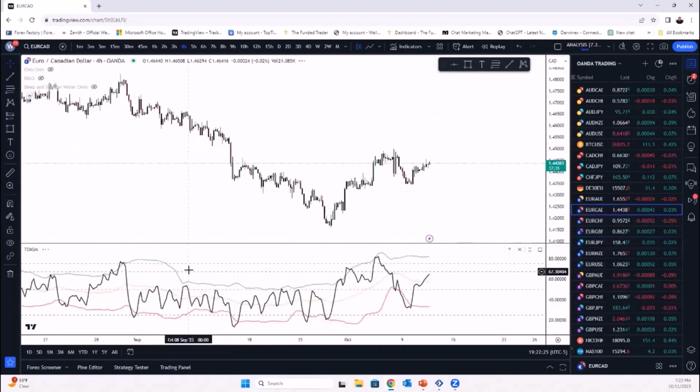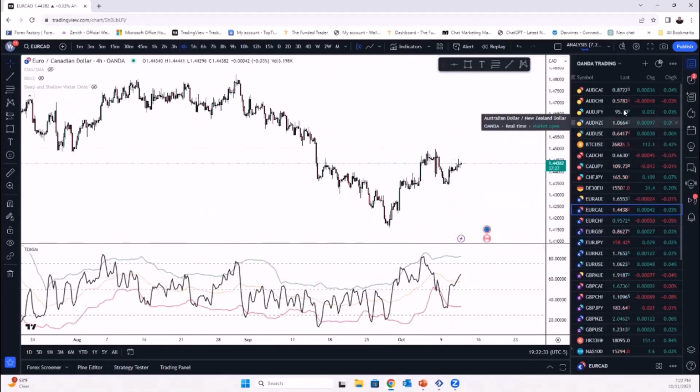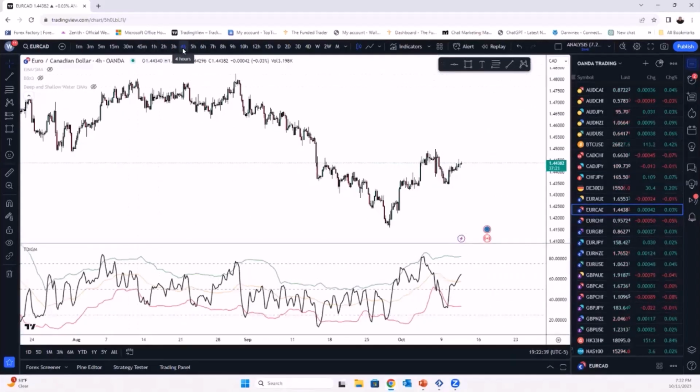Let's see, EuroCAD. All right, we're on the 4 hour, and that's usually on Forex. The 4 hour gives you a nice baseline. And so right now we can see that the TDI is in the middle and it's nowhere close to it. So we don't really want to trade that.